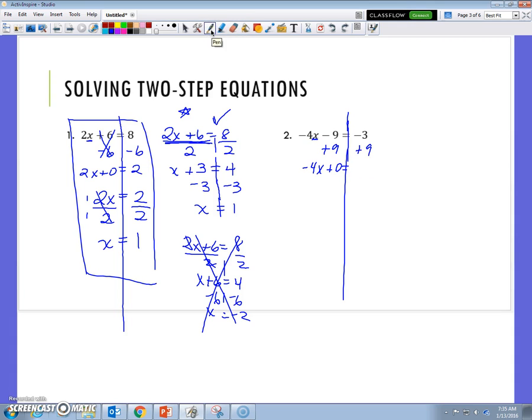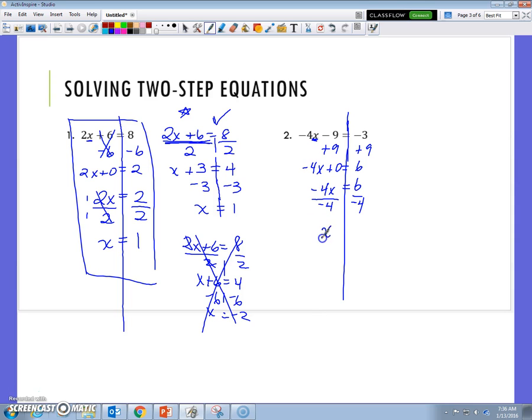Because now negative 3 plus 9 is 6. I have one less part over there with my variable. It's getting closer to being isolated because I know negative 4x plus 0 is still negative 4x. All right. Now, don't forget, the operation holding the 4 and the x together is multiplication. So don't add 4 to both sides. Divide both sides by negative 4.